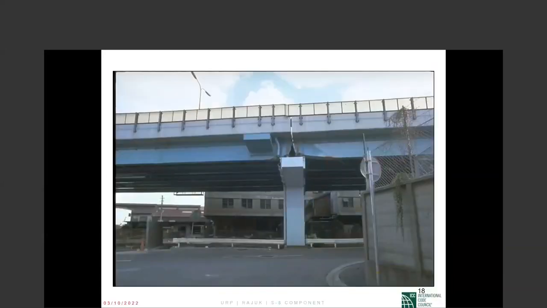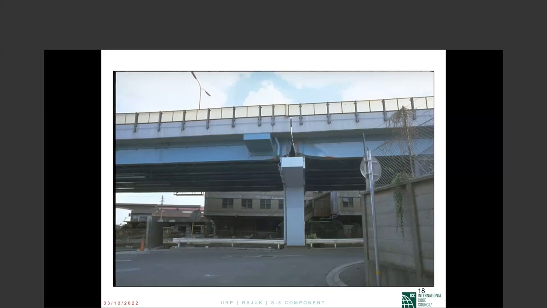This is damage at the support location. As I told you before, a steel plate girder bridge has many components. You have the deck, where most of the mass is, and then you have the plate girders. The forces go from the deck to the plate girder through the shear connectors, or what's called the shear studs. From there, they go to the cross frames, and from the cross frames, to the bearings.